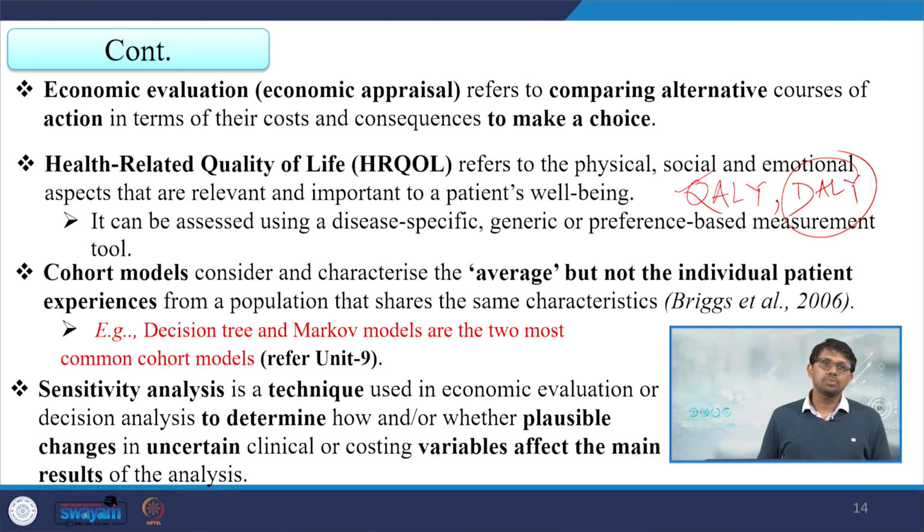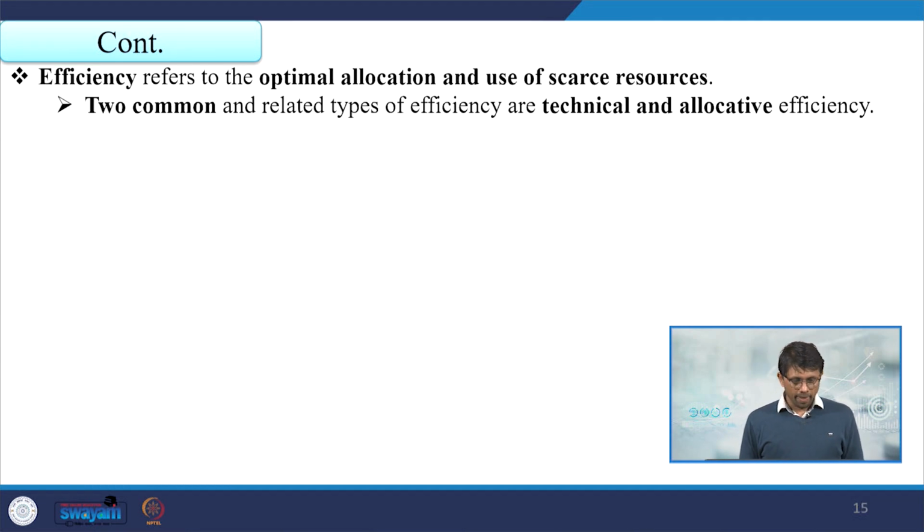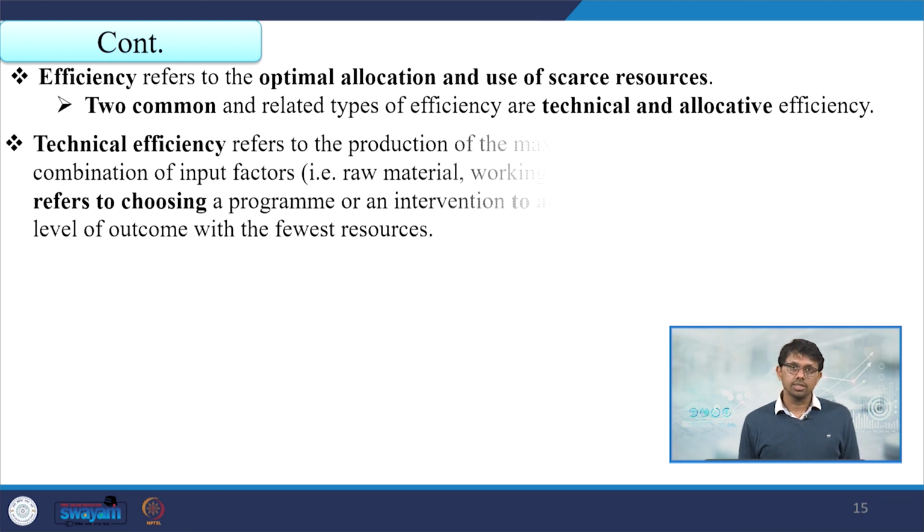Other interesting aspects are called sensitivity analysis, which is a technique used in economic evaluation or decision analysis to determine how plausible changes in uncertain clinical or costing variables affect the main results of the analysis. Okay. So, efficiency, we have used efficiency as a term as well. This refers to optimal allocation and use of scarce resources. Two common and related types of efficiency are technical and allocative efficiency.